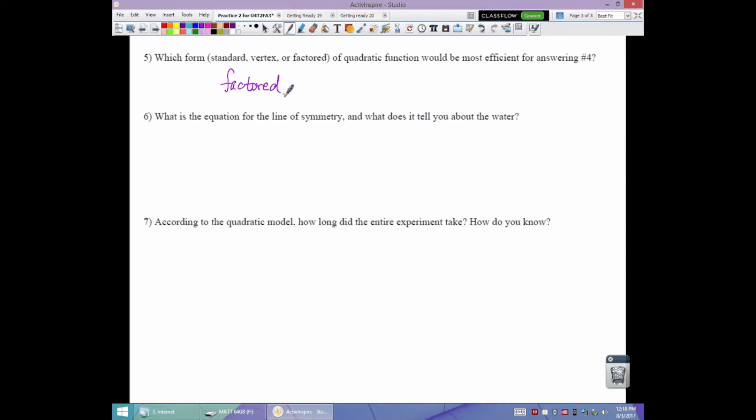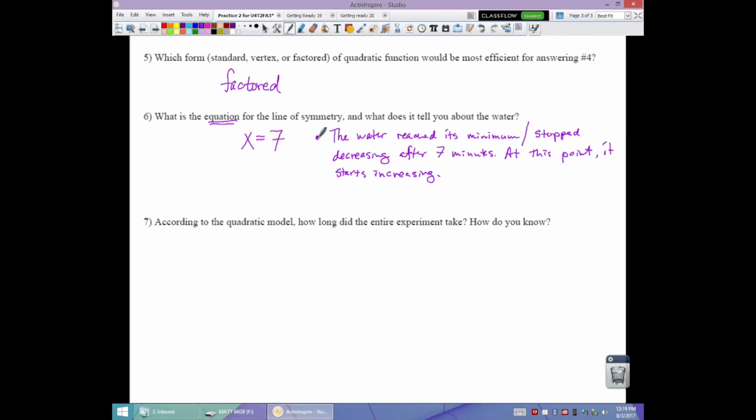So what is the equation for the line of symmetry, and what does it tell you about the water? Well, because my vertex was at 7, -9, that x equals 7 would be my line of symmetry. Make sure it's an equation. What does it tell you about the water? It tells us that the water reached its minimum, or it stopped decreasing after 7 minutes. At this point, it starts increasing. One thing you could say about your axis of symmetry is it's the point where you stop going one direction and start going the other. You could also point out that 7 minutes is the halfway point of the experiment.